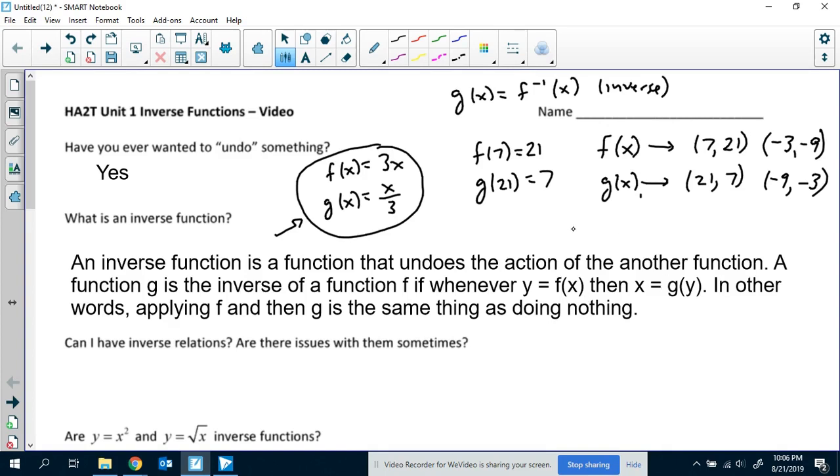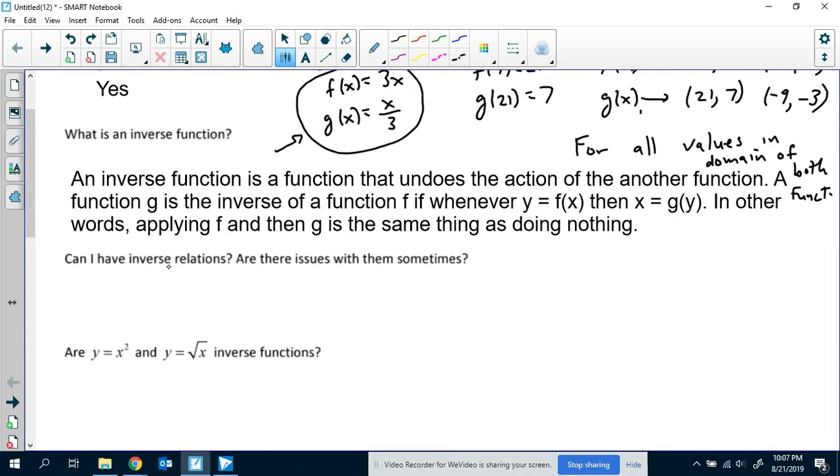Okay, so this has to work for all values in the domain of both functions. Sorry, I ran out of room.